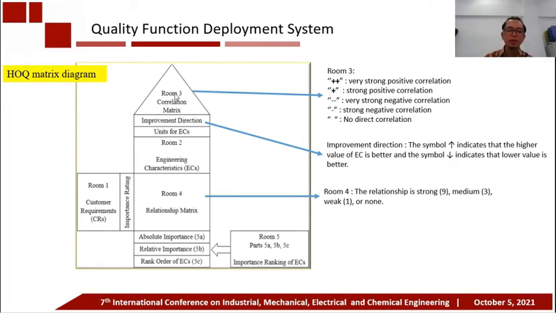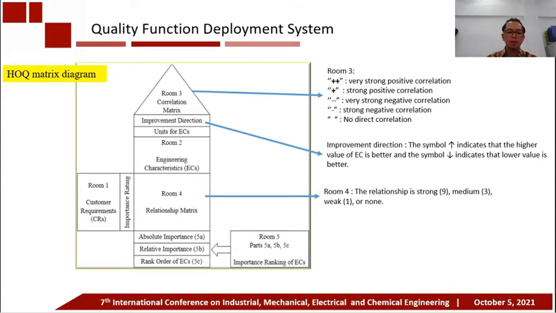In room 3 is the correlation matrix. We need to know in advance the relationship between engineering characteristics, which is very good for considering each engineering characteristic during the design process. We give symbols in the correlation matrix like this: plus plus for very strong positive correlation, plus for strong positive correlation, double minus for very strong negative correlation, minus for strong negative correlation, and none for no direct correlation.